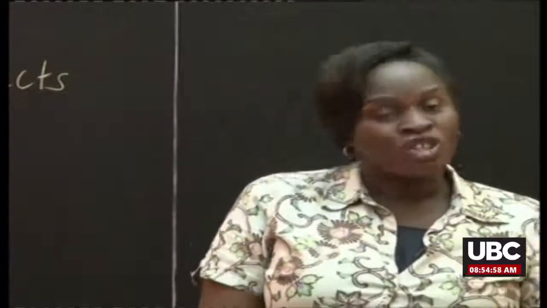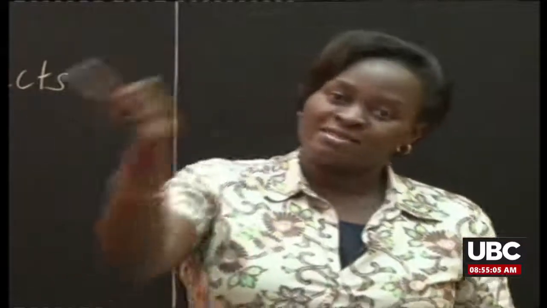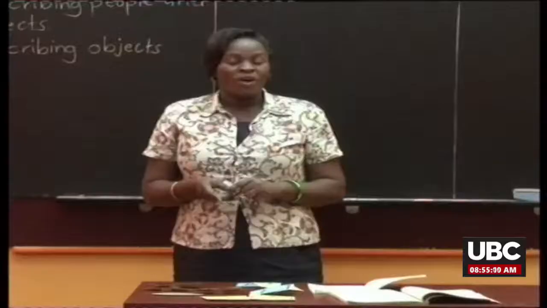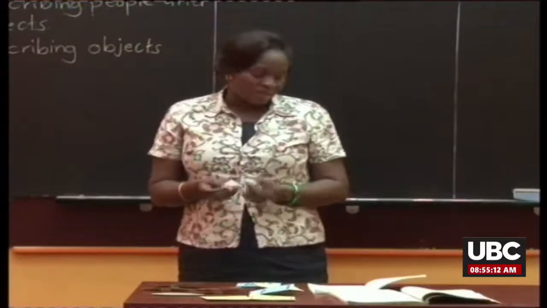We also look at the shape of the object. Some shapes are squared, others are rectangular, others are oval, circle, and so on. So those are the shapes we look at when we are trying to describe the objects.